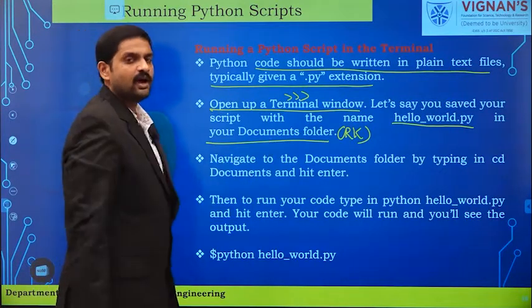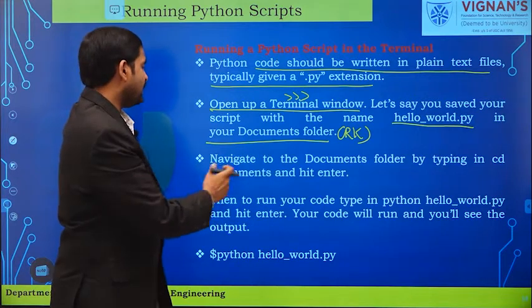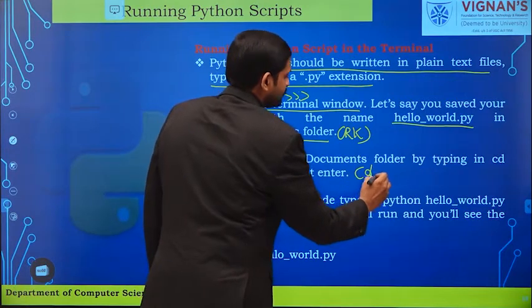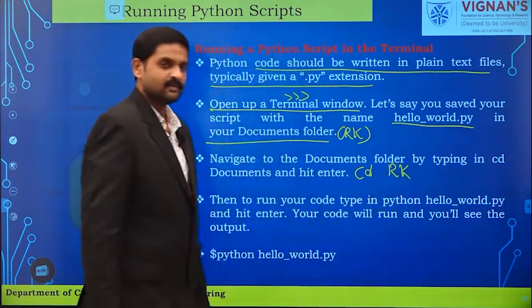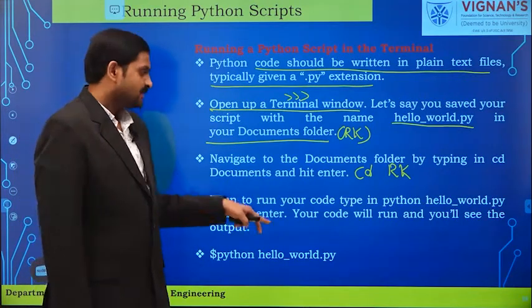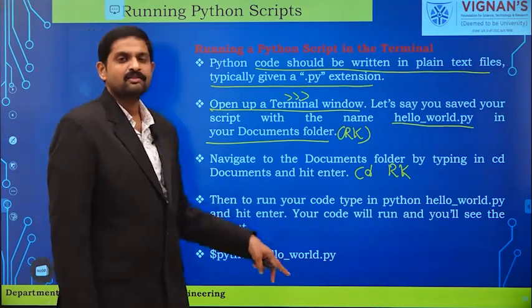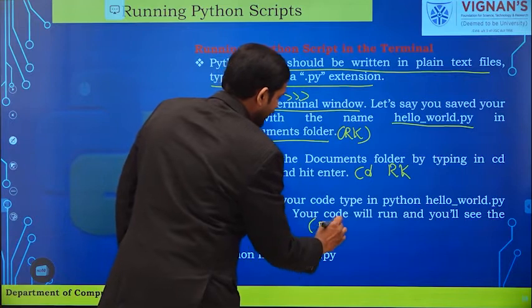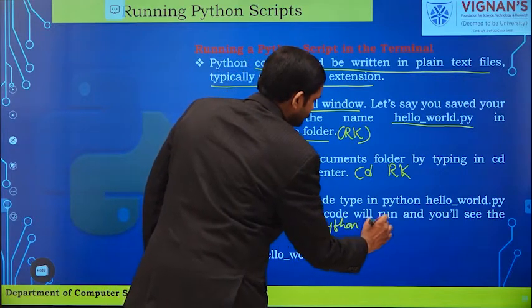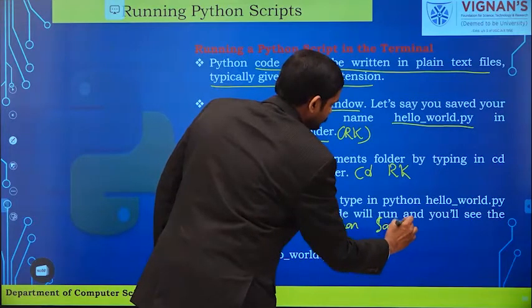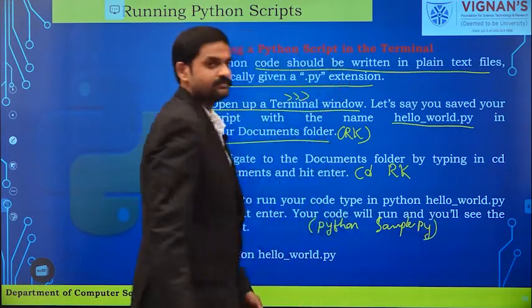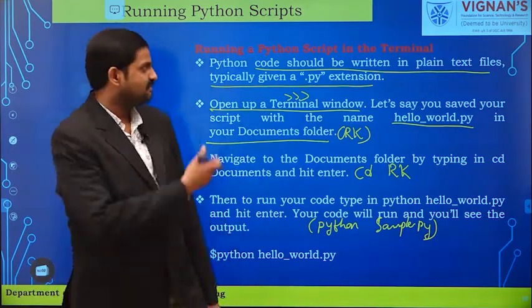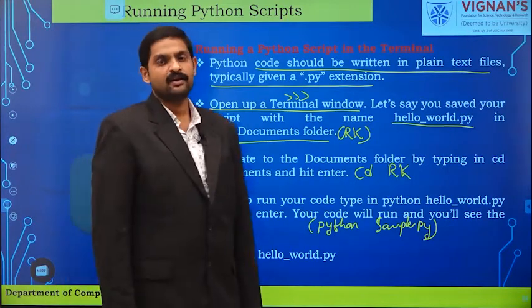Next, navigate to the document folder by typing cd documents and enter. We did this step, cd space RK. And finally, execute your program by the command python space hello.py. The statement is executed by python sample.py, so it shows your output as b is big. This is the way of running the Python scripts from the terminal.